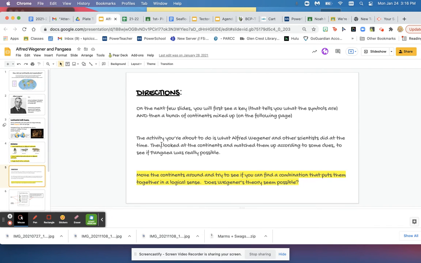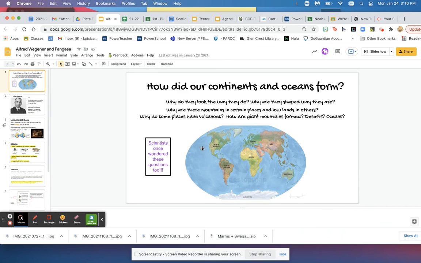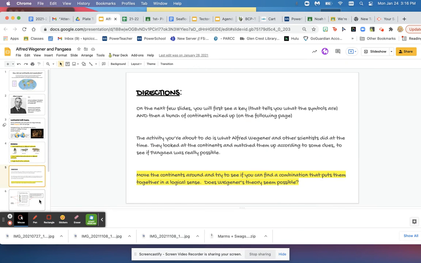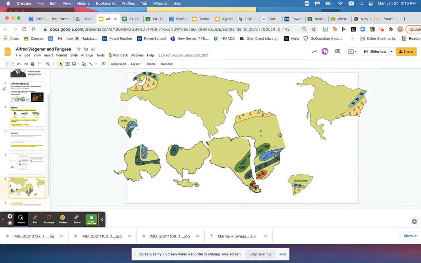So what you're going to need to do is go to slide 5 and read the directions. Basically, on the next 2 slides, you're going to move the continents around. I would recommend that you go back and look at how they're actually shaped and situated, so you have an idea of how they eventually formed away from each other. Then go down to slide 7, and here we have all the continents. This is Australia, this is Africa, this is South America, this is North America, and this one is Europe and Asia, and then we've got some others scattered throughout here.